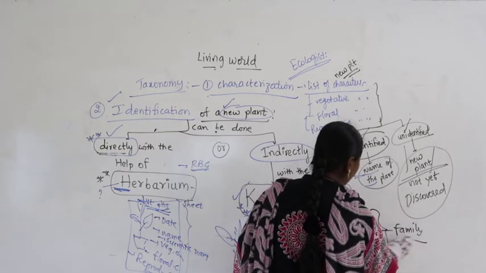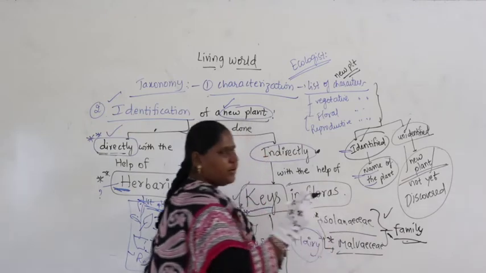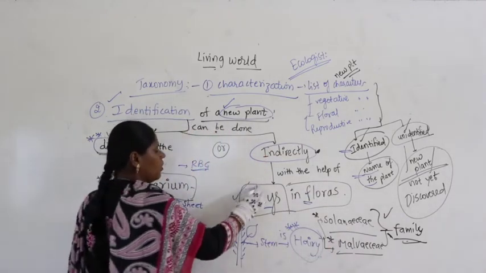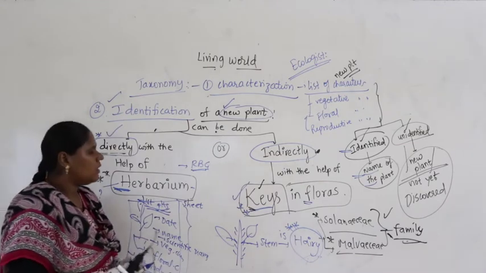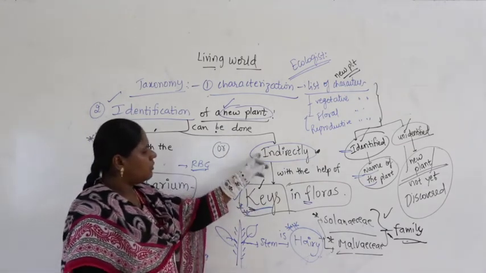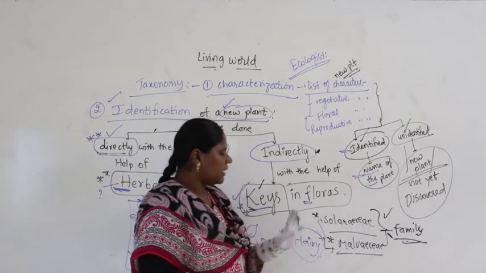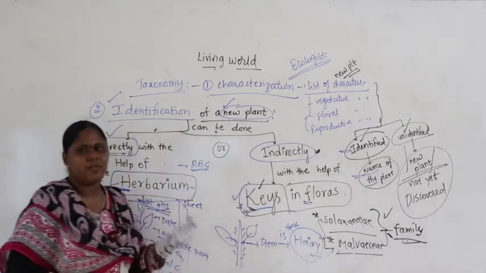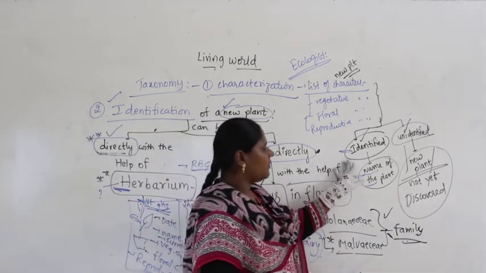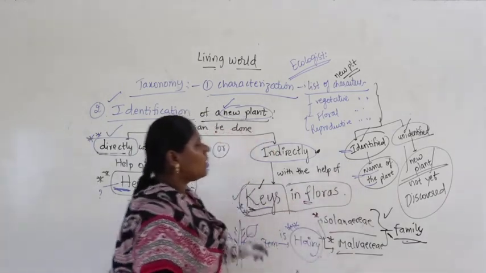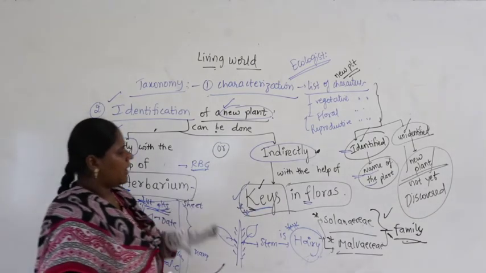Maybe it belongs to the family Malvaceae. So, taking family as one of the characters is called a key. A particular floral character is called a key. So, he will try to identify by referring to all the plants which fall in the category of family Malvaceae. If it is matching, it is an identified plant. If it is not matching, it is called an unidentified plant, and it is entirely a new plant.